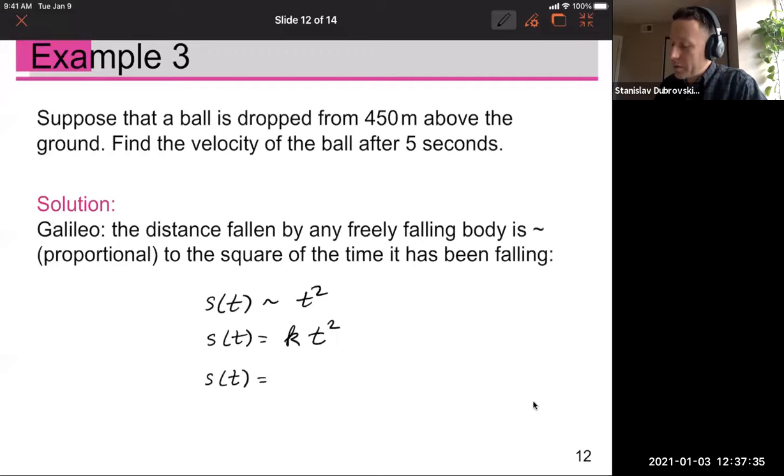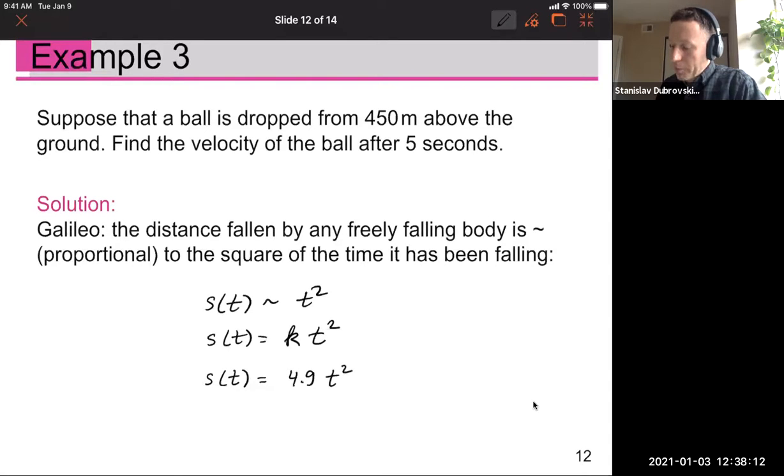In the standard system, meters and seconds and kilograms, that will be, of course, 4.9, or acceleration due to gravity divided by 2, times t squared. So given that, let's try and figure out this question. Given that we know that the position is changing like this, can we find the velocity after 5 seconds exactly?